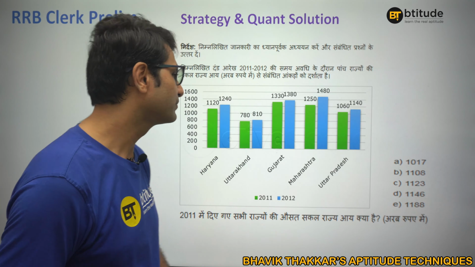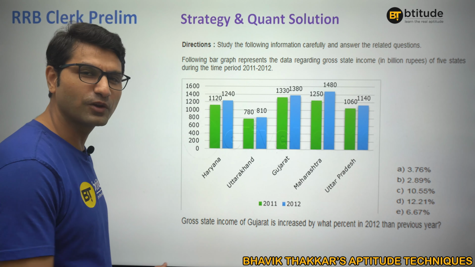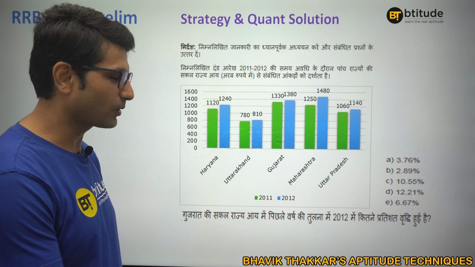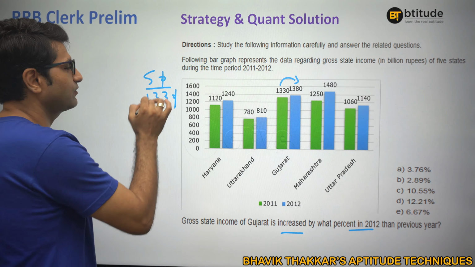Very easy. Next one. Oh, it is just the Hindi version. I am sorry, I forgot to give you that Hindi version before. Alright, again you can pause your video here. Fine, English version or maybe here in Hindi version. Gujarat is increased by what percent than previous year? Gujarat. So here to here, by what percent is it increasing? It is increasing by 50 on 1330. So for the average, it is 5 by 133.